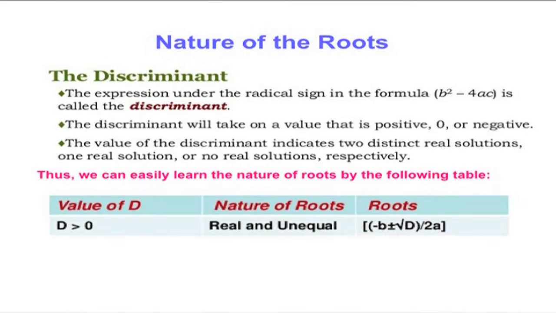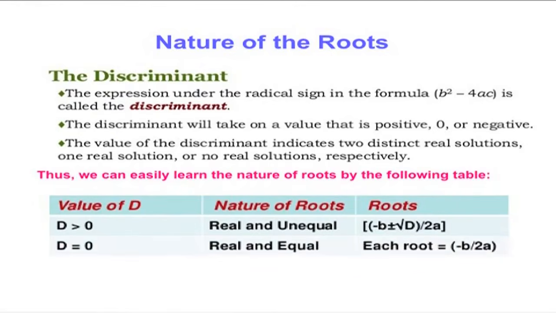When the discriminant, that is d, is greater than 0, the nature of roots will be real and unequal, and the roots will be minus b plus minus under root d upon 2a. When d equals 0, the roots are real and equal, and each root will be minus b upon 2a. When d is less than 0, there are no real roots.